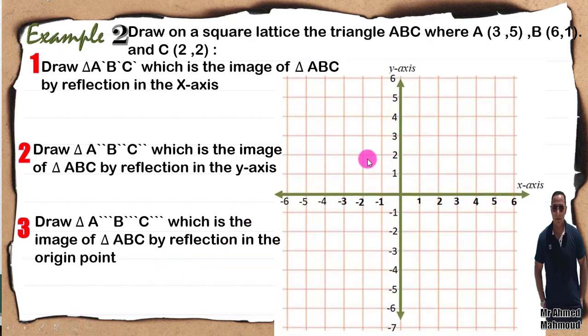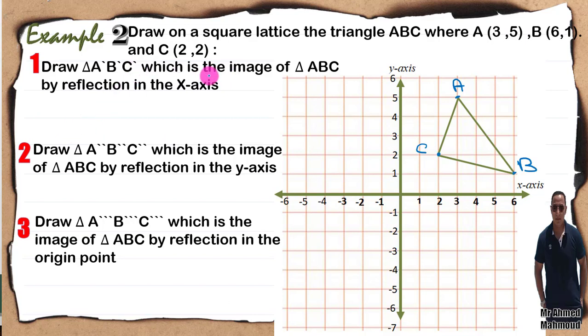Okay, first A, 3 and 2, 3 and 5 here, 6 and 1, 2 and 2. So I'm going to connect the triangle like this. A equals 3 and 5. This is A. 6 and 1 is B. And finally 2 and 2 is C.